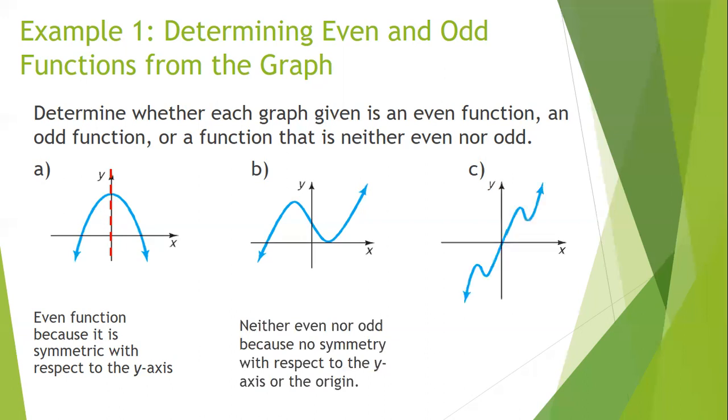Nate, is function C even or odd? And why? Close the game. Isaac, even or odd? And why? Thank you, Isaac. It has origin symmetry. Okay, so therefore it is an odd function. It goes through the origin, and if I was to rotate this 180 degrees, guess what? It would be the same function.